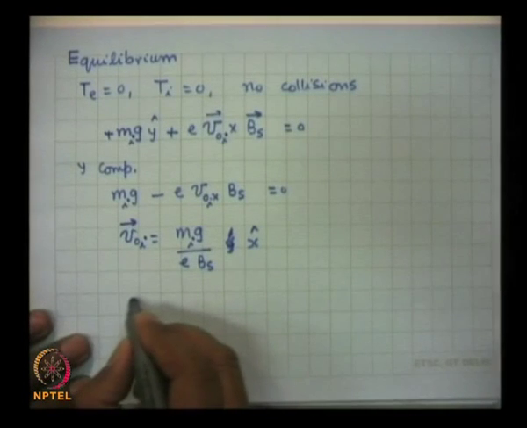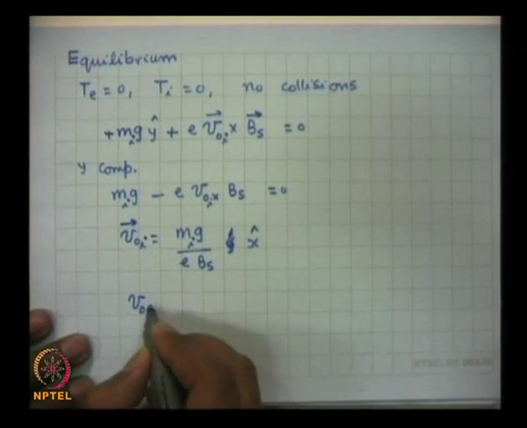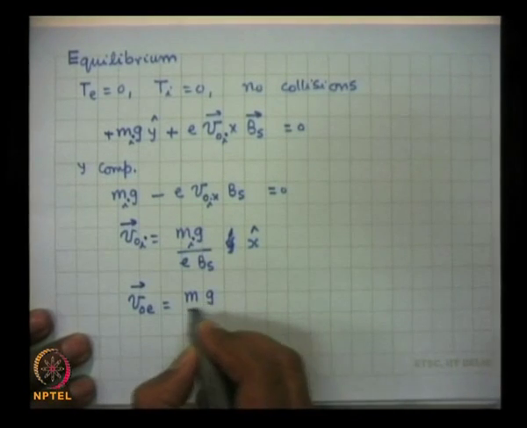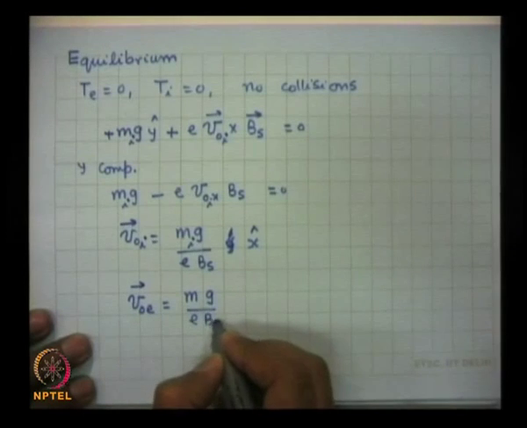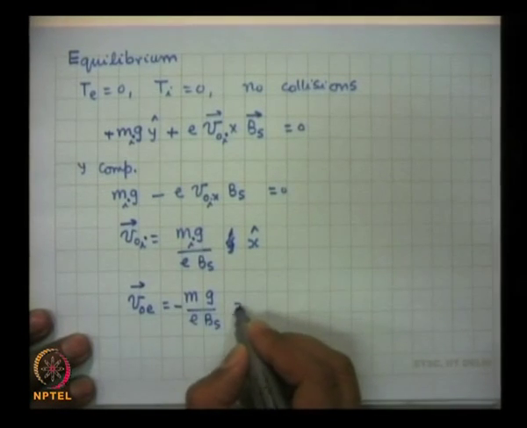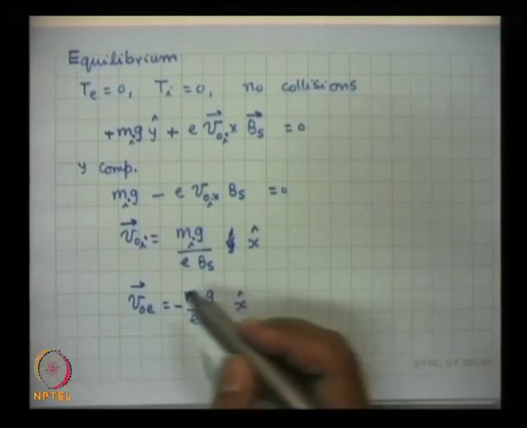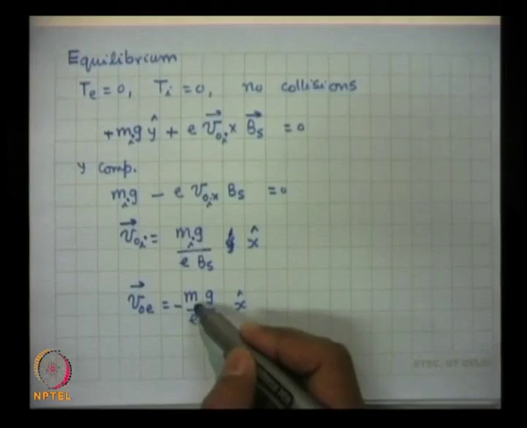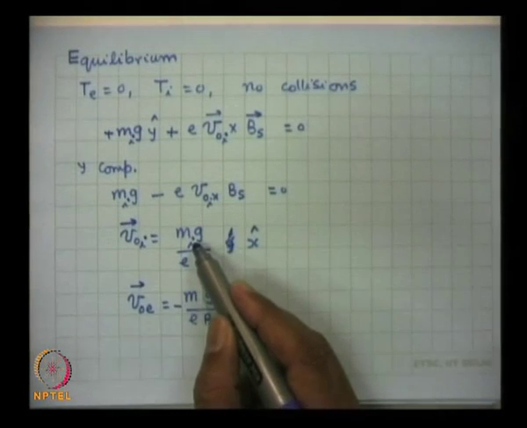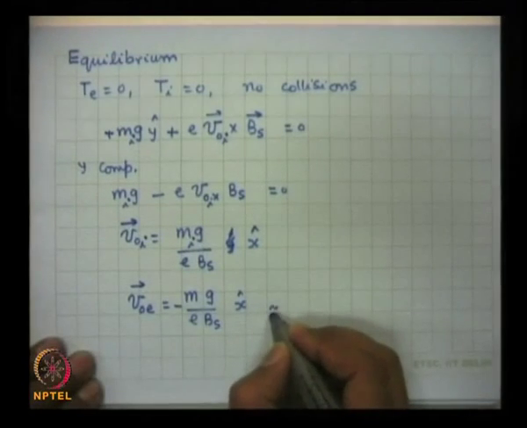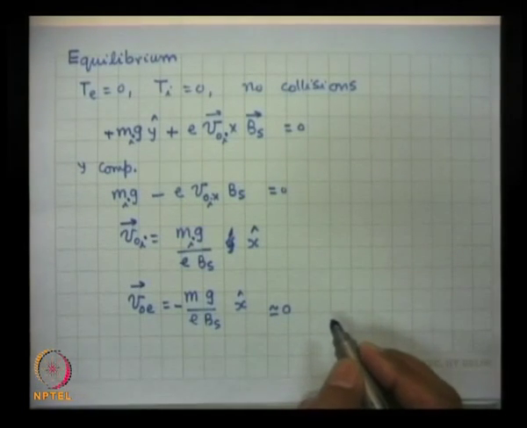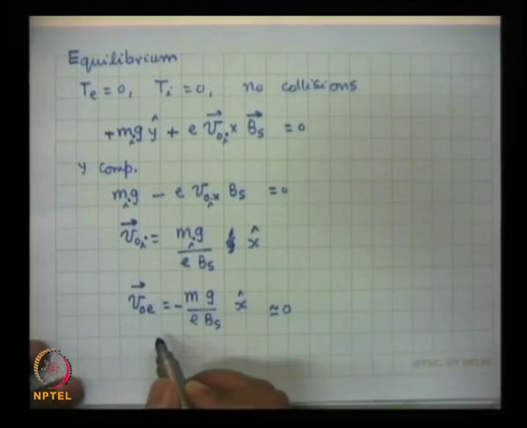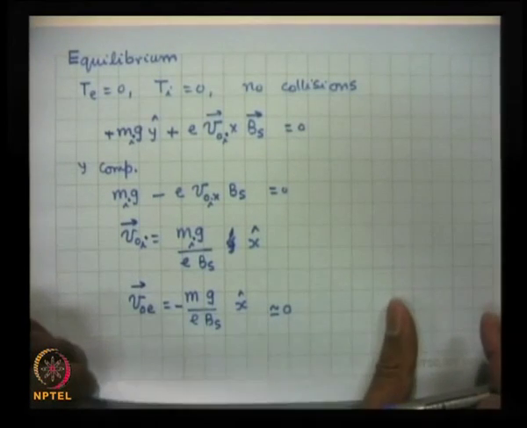And similarly, if you calculate the electron drift velocity V0e, it will be mass of the electron times g upon e Bs, but the sign of charge is opposite. Please note that the electron drift velocity is very, very small as compared to the ion drift velocity, because the electron mass is very small as compared to the ion mass, and hence this I can ignore. So, this is my equilibrium, and I would like to perturb this equilibrium by a perturbation.